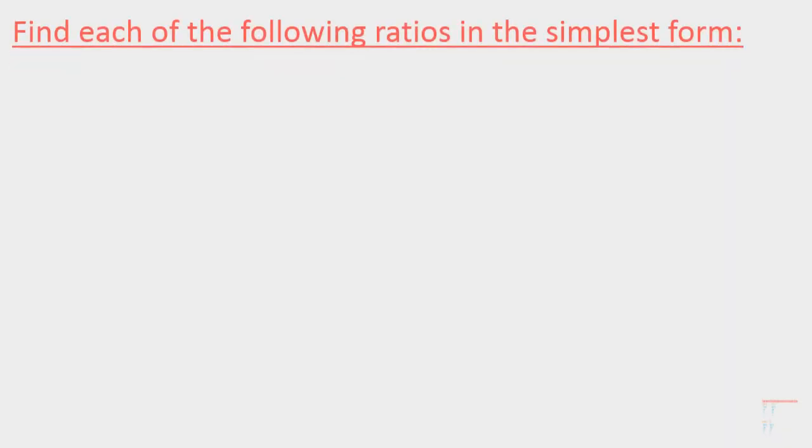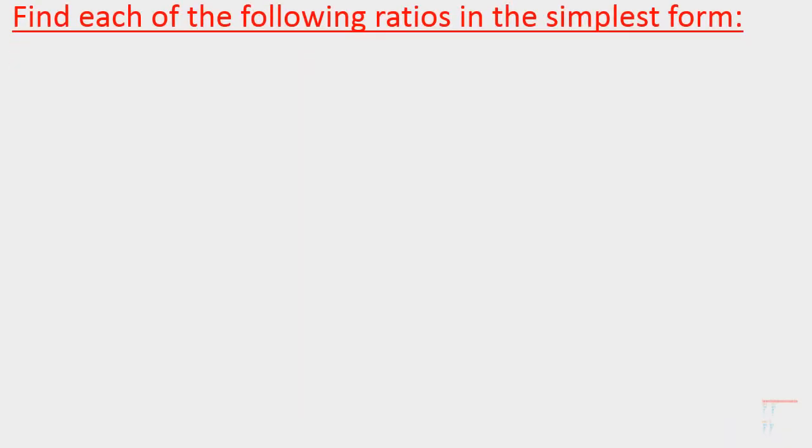For example, find each of the following ratios in the simplest form. 50 centimeters to 1.5 meters. We have two quantities, centimeters and meters. They must be the same unit. We can convert from meters to centimeters or from centimeters to meters. But it's better to convert the greater unit to the smaller. Why? To multiply, to be easier. We can convert from meters to centimeters by multiplying by 100.